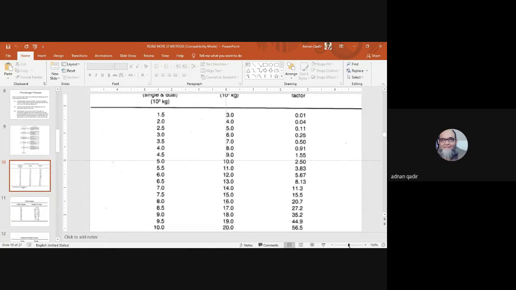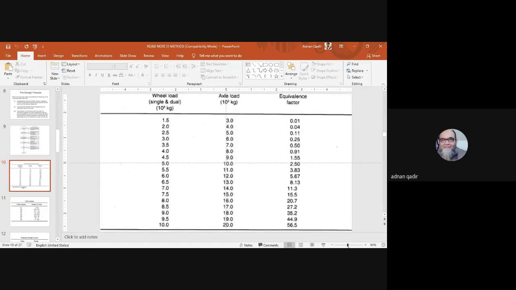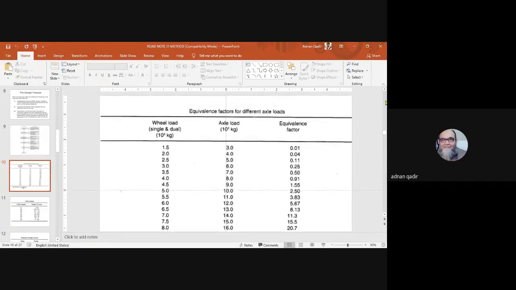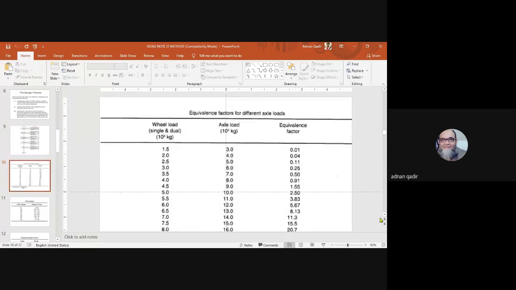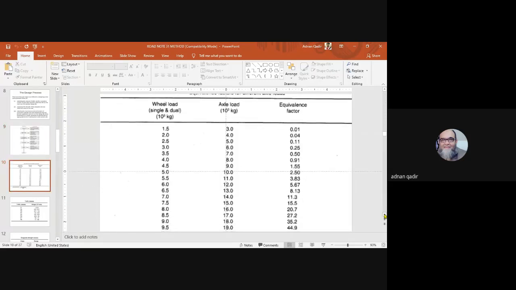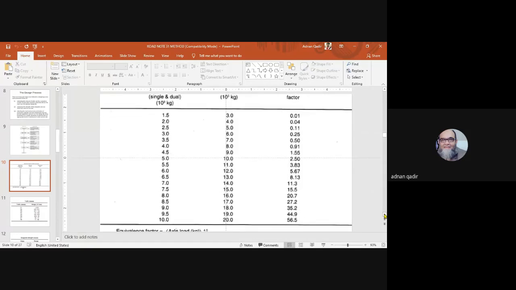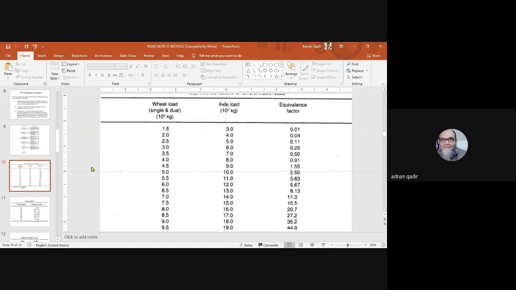Now, if you look at this table, these tables are based on the Road Note 31 method. So if you have, say, 1.5 tons of load on a wheel, the wheel load is 1.5 and the axle load is 3 tons, then you will use a 0.01 factor.